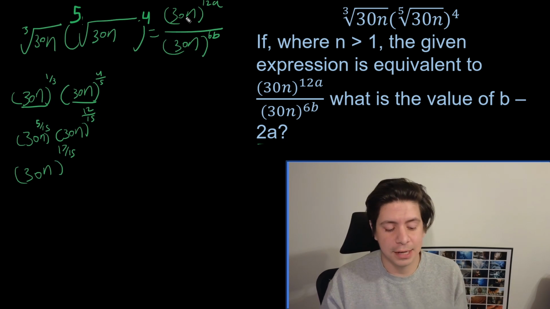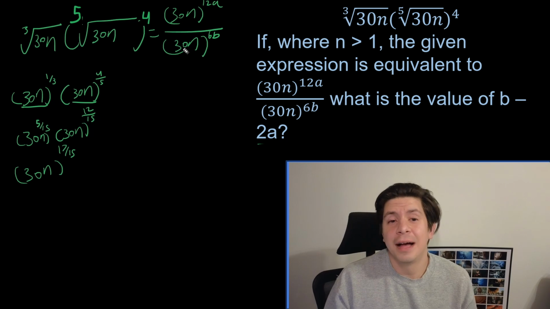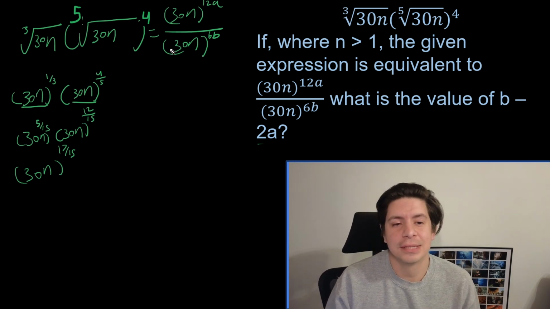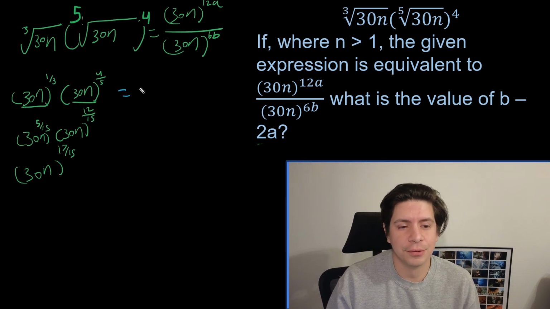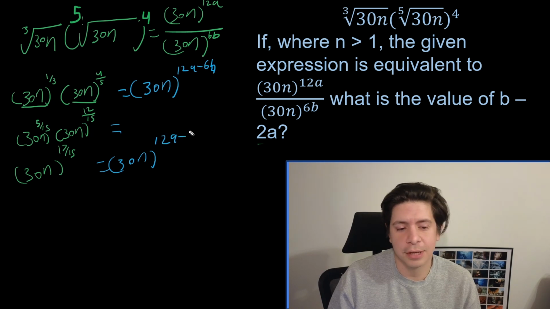Now the other side I'm going to do in blue. And when we divide, what do we do with the exponents? If the bases are the same, we can subtract. So this is all going to equal the same thing, and it's going to be 30n to the 12a minus 6b. And you're like, okay, but how does that help us?